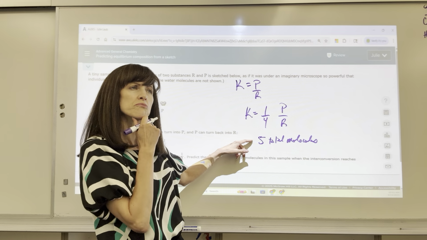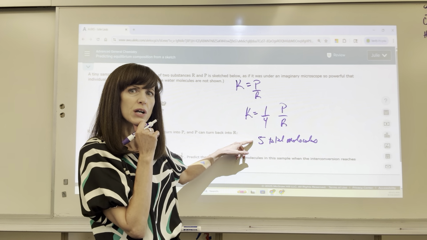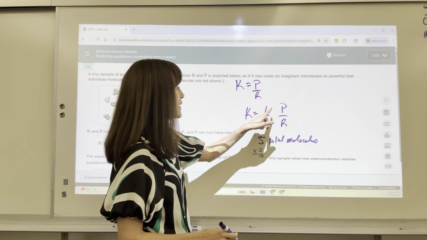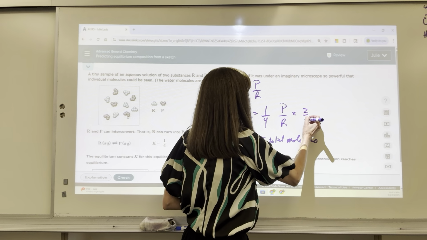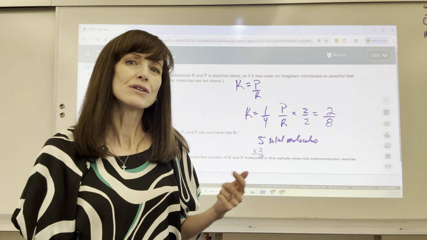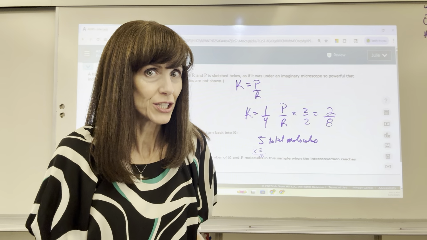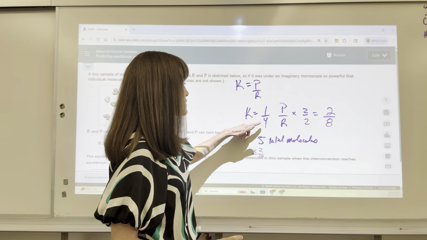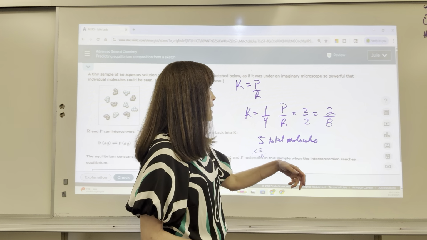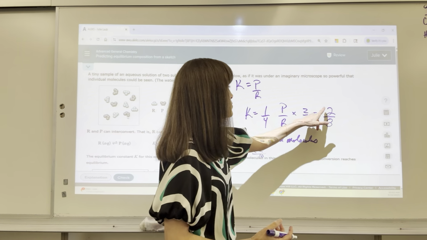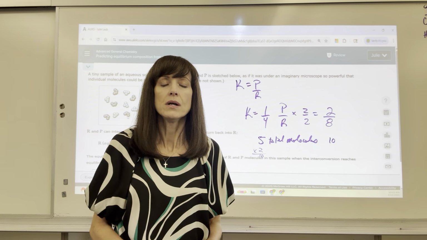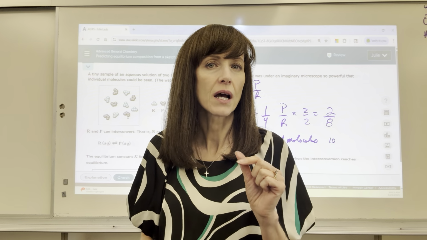You can be thinking, how do I get from 5 to 10? I multiply by 2. It means if I multiply this by 2 over 2, I get 2 eighths. Look at that. 2 divided by 8 is 1/4. That's the ratio. For every one product, there's 4 reactants, which would be the same thing as 2 products, 8 reactants. And add this up. 2 products plus 8 reactants gives you what? 10 molecules. So a teeny bit of math, but it's mostly a thought question.